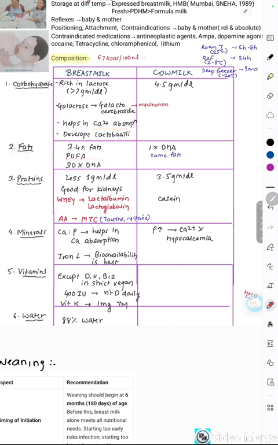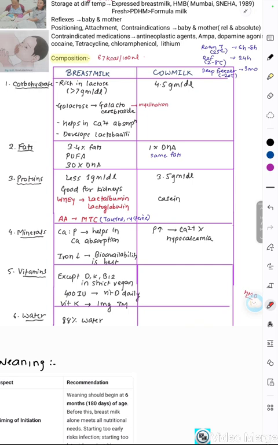the level of docosahexaenoic acid as compared to cow milk. Then proteins are less than 1 gram per dl, but those proteins have a high bioavailability and are good for kidneys. That is the whey proteins, lactalbumin or lactoglobulin, is present.